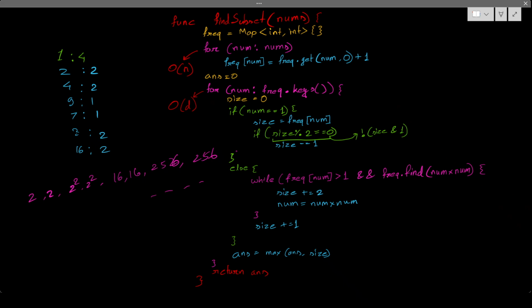So for each distinct number, the while loop keeps squaring the current value until the squared value is no longer present, and it grows very fast because we are repeatedly squaring it. So it goes at most to log of that number. Let's say the current number is k. It goes to log of k.